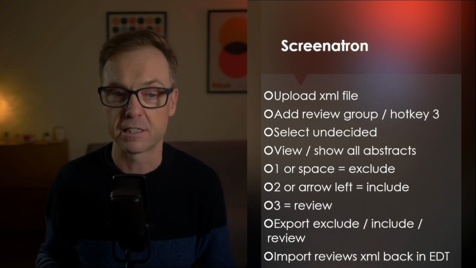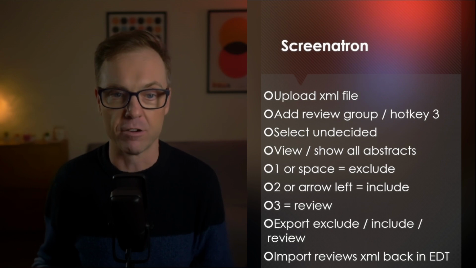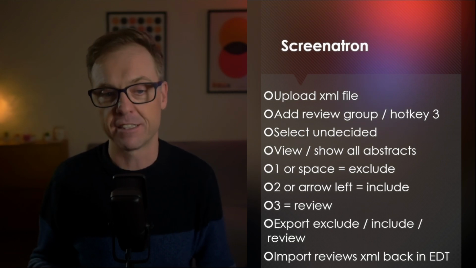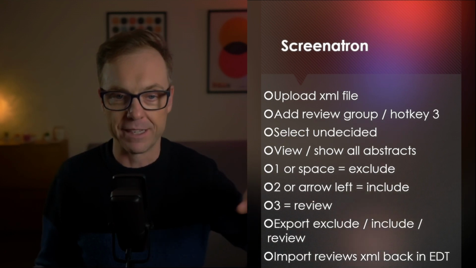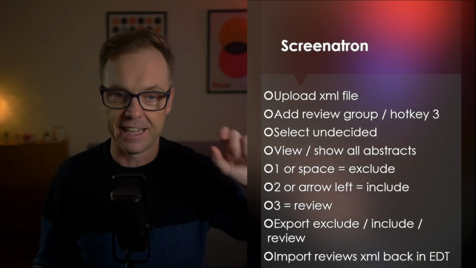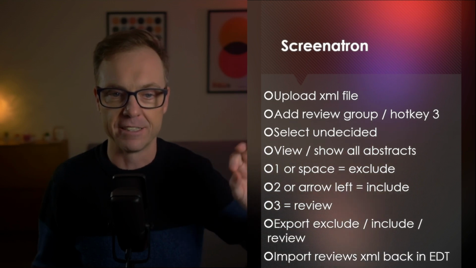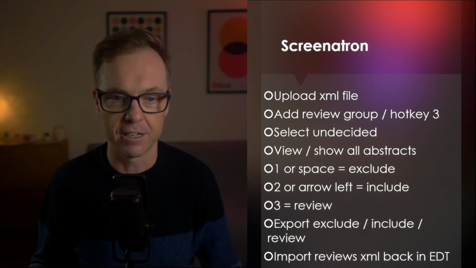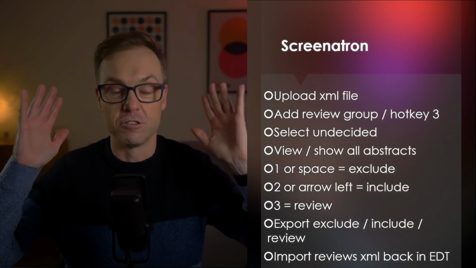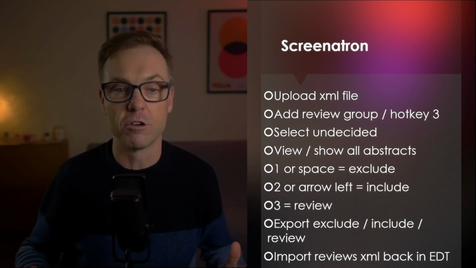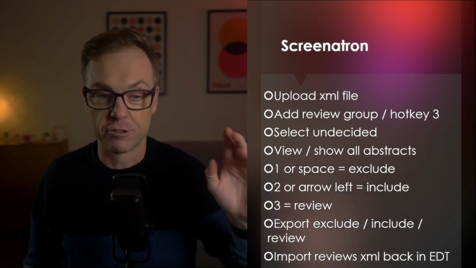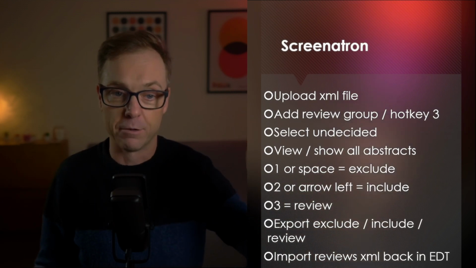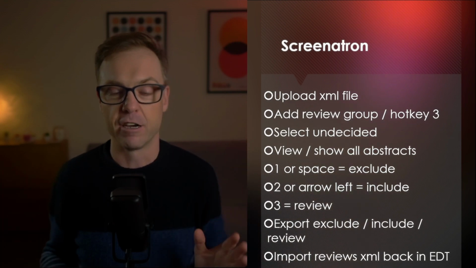You also find that space excludes and arrow key includes. Now, if you're worried that you might press those buttons by mistake, just go into the group. You'll see where that little pen is, and you can change the hotkey. So you might want to get rid of the space bar or the arrow key if you don't think you'll include them. And then you should be in a situation now where you can see all your abstracts. All you do is, as one is highlighted, press 1 or 2 or 3, and it'll move straight on to the next one until they're all done.